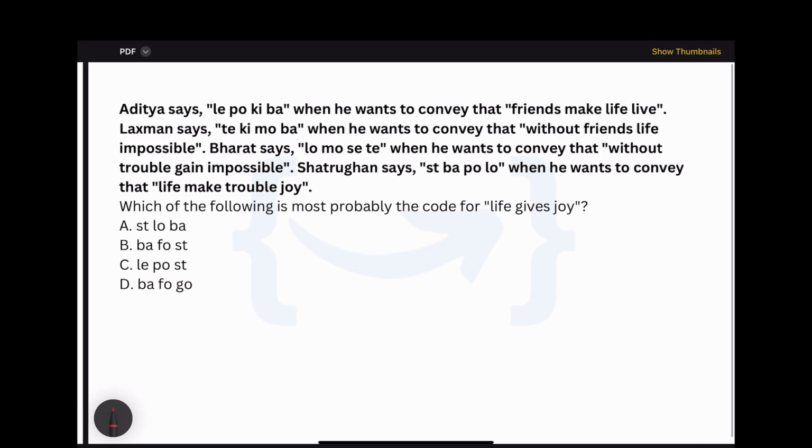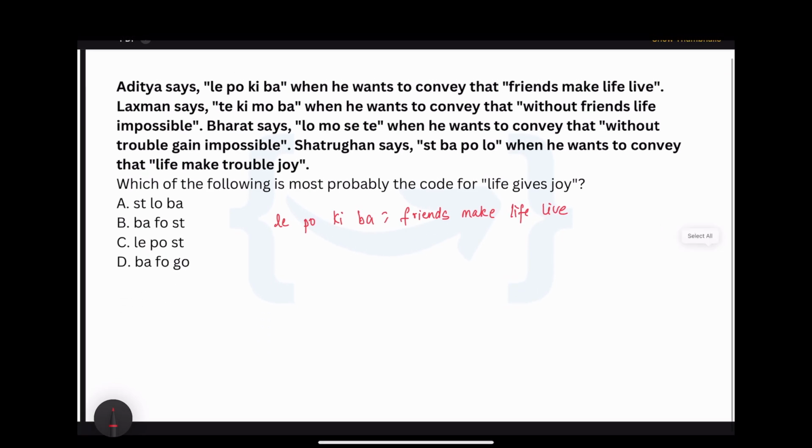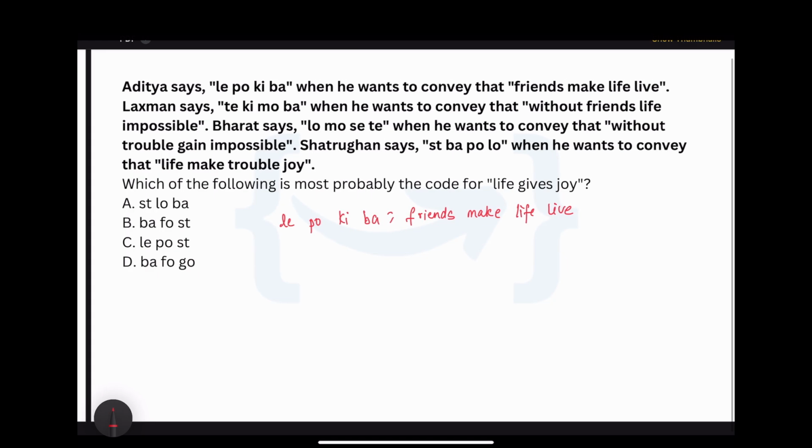Now, this kind of question. Aditya says, le po ki ba. In this type of question, you need to do this particular approach, where he wants to convey that friends make life live. I just need to write friends make life live. Okay, this is the very first time I'm teaching this concept. That's why I'm writing, although you don't need to require writing as well.